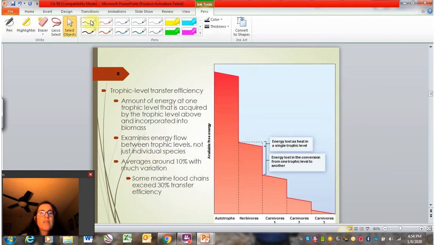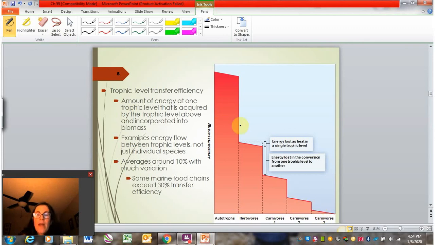Trophic level transfer efficiency focuses, instead of on individual organisms, on the collective amount of organisms within an ecosystem. So here, looking at trophic level transfer efficiency, notice I'm not looking at a caterpillar or a squirrel. I'm looking at autotrophs collectively in an ecosystem, herbivores collectively, carnivores at the first level, second level, and tertiary level. So primary consumer, secondary consumer, tertiary consumer, quaternary consumer.